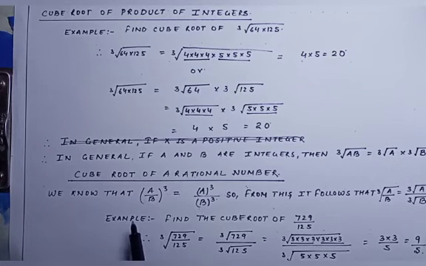Let us see with the help of an example. Find the cube root of 729 upon 125. So the cube root of 729 upon 125 can be expressed as cube root of 729 upon cube root of 125. After that we are going to find the prime factors of each term, and we are going to form the product of triples. Over here the product for the first term is 3 into 3, and for the second term is 5. So the answer is 9 upon 5.